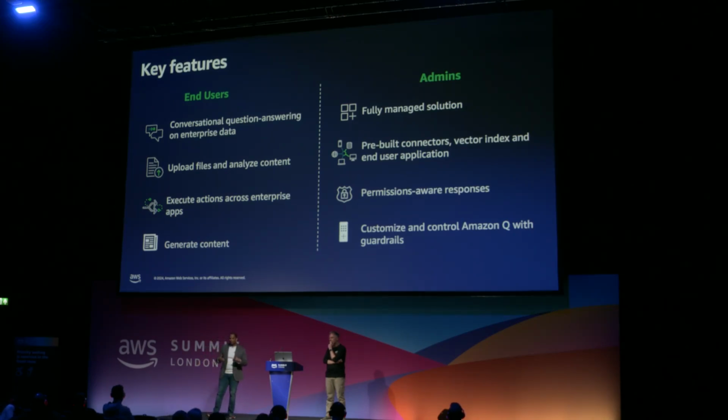We'll configure and deploy our Amazon Q from scratch, and then we are going to use it as an end user. For the end user features, you can have a conversational search, asking questions, uploading document files, and analyzing the content. And for the admins, it's a fully managed solution. That means you can deploy it using simple steps, and we'll look through that in the demo in a moment.